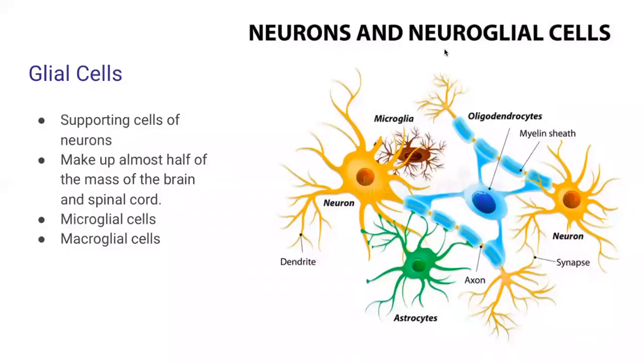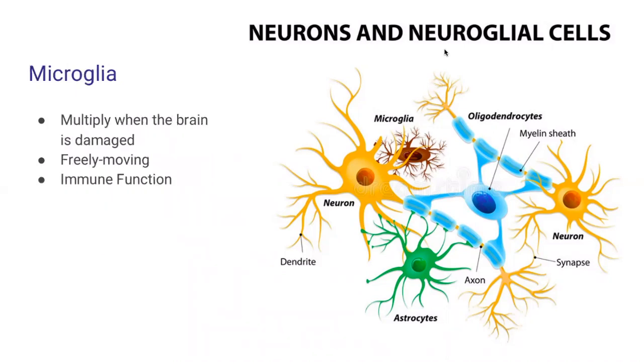So, what are glial cells? Well, glial cells are supporting cells of neurons. So we're going to find these throughout our nervous system, and they're going to make sure our neurons have everything that they need to stay alive and perform their function adequately. They make up almost half of the mass of our brain and our spinal cord. And there are microglial cells and macroglial cells.